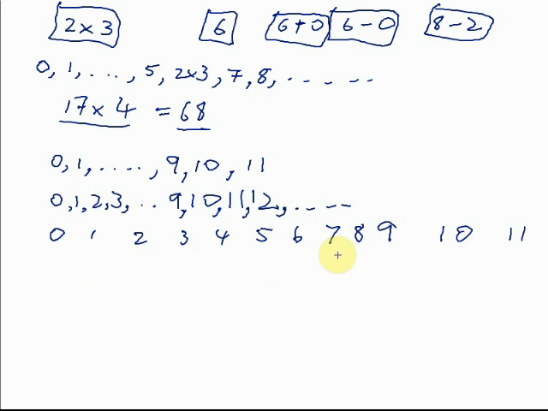Now, what do these mean? Well, it means that we've got 1 ten here. We count in tens. We've got 1 ten and 0 ones. And here we've got 1 ten and 1 one. And then the next one is 12, 1 ten and 2 ones, and so on.